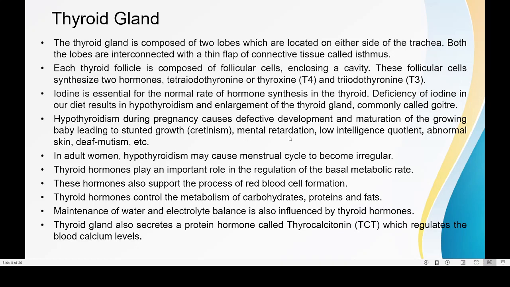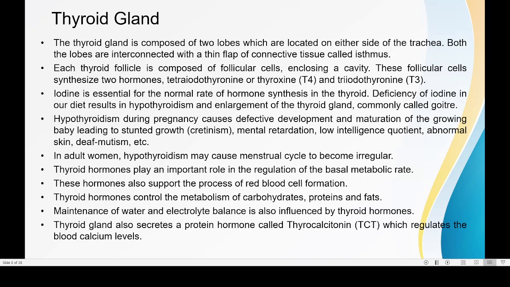There will be mental retardation. The intelligence level of the patient will be very low. Then abnormal skin will be there. Then there is mutism, the person cannot hear or speak. So these are the problems normally caused by hypothyroidism. Hypothyroidism can lead to cretinism, and a lot of problems will be there. Most of the time, cretinism is exhibited by low height as well as mental retardation. So these are the problems of cretinism.